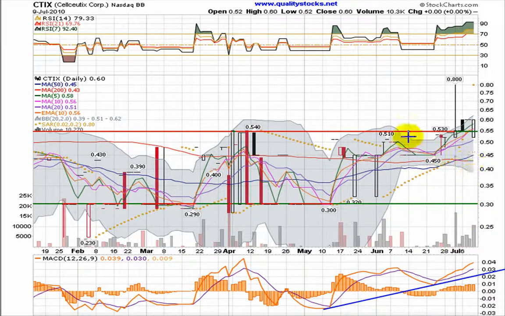Let's pay attention to volume. See if it can actually pick up. It's picking up a little bit. You can see on Friday it actually had quite a bit of volume for this stock.